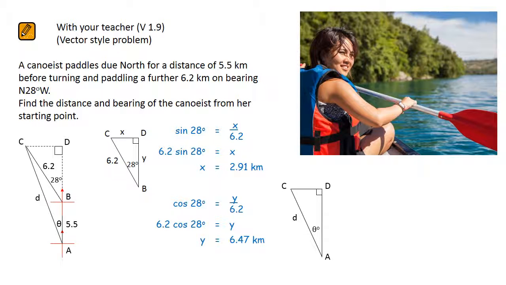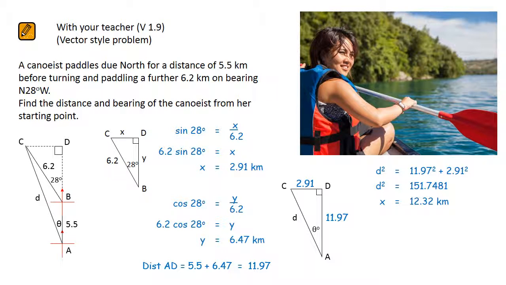We know that the distance CD there is x, 2.91. And we can work out the distance from A to D because we know the distance y is equal to 6.47. If that's added on to the initial 5.5, we'll have the total distance from A to D equals 11.97. Now we can just use Pythagoras' theorem to work out d. D is the hypotenuse, so d squared equals 11.97 squared plus 2.91 squared. D is equal to 12.32.